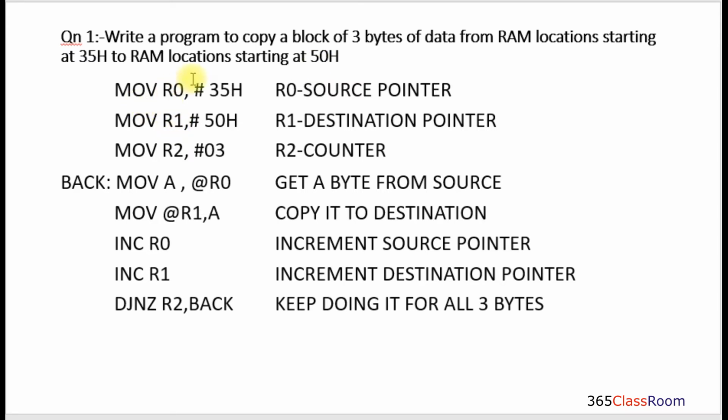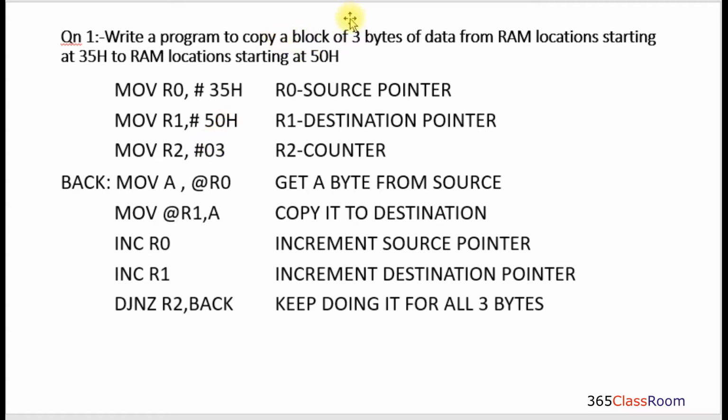So, MOV R0, #35H. That means R0 will be having the value 35H. That means R0 will be pointing to the address location 35H. That 35H address location contains some data. Then MOV R1, #50H. That means R1 will be having the value 50H. Then this R1 will be acting as the destination pointer. So whatever value is at 35H, pointed to by R0, you have to copy it to the 50H address location.